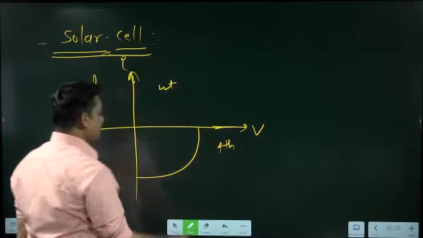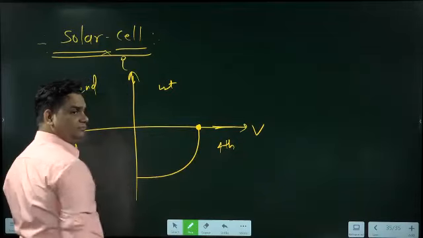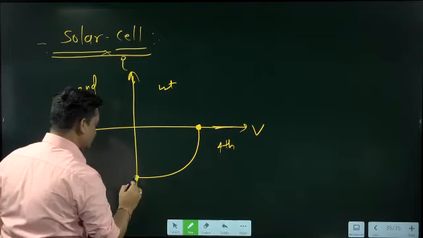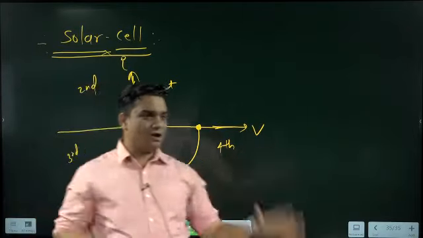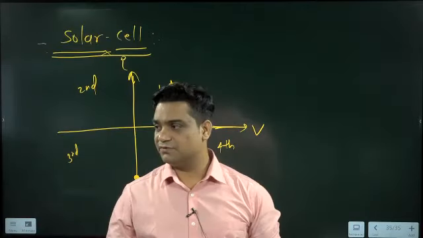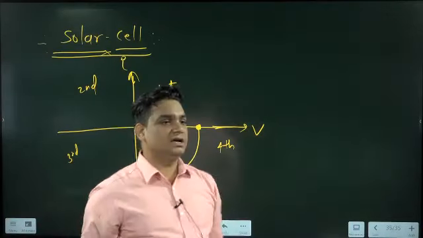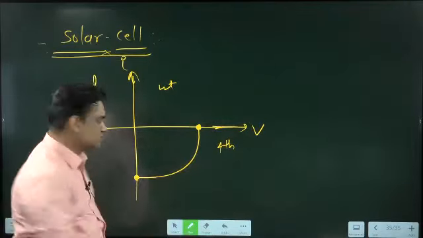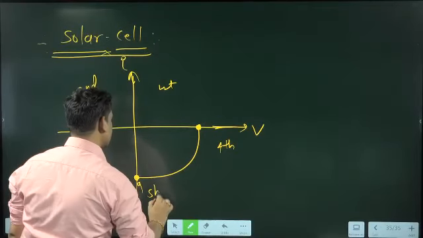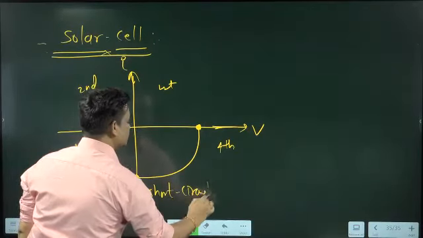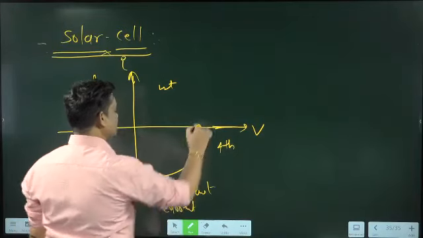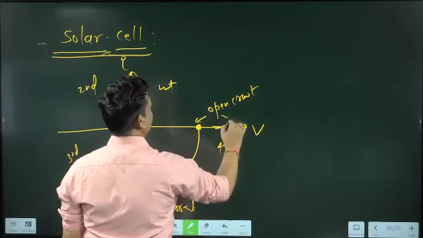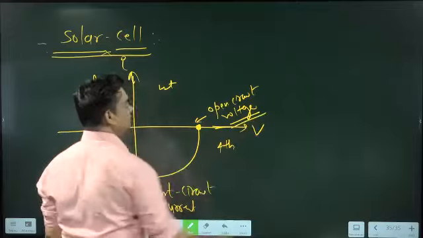Here V. And here the current is maximum. So we can say this is known as when current is maximum, in case of short circuit. When short circuit is there, then the current is the maximum current. So we can say this point is the short circuit current. This is the short circuit current here, and this is the open circuit voltage. Short circuit current and open circuit voltage you need to remember.